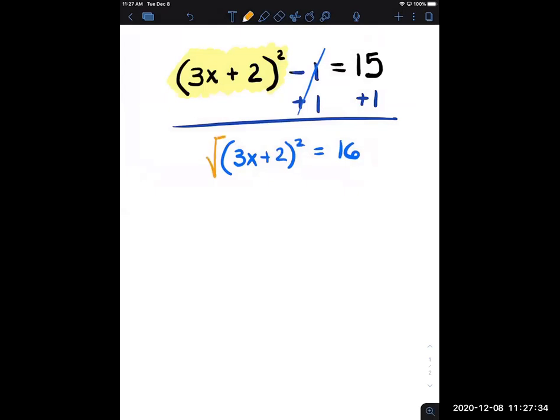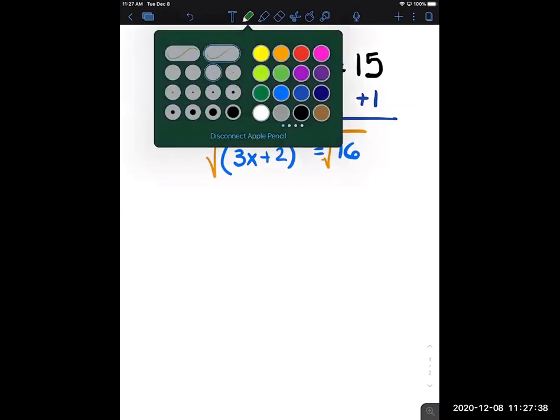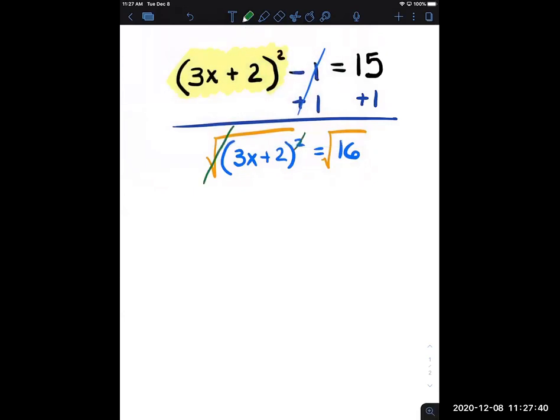Remember, your second step is to take the square root of both sides. The square root and the square cancel out, which leaves us with 3x plus 2. And the square root of 16, that is a whole number, so we can use it. Don't forget your plus or minus. And then the square root of 16 is 4, because 4 times 4 makes 16, and negative 4 times negative 4 makes 16.